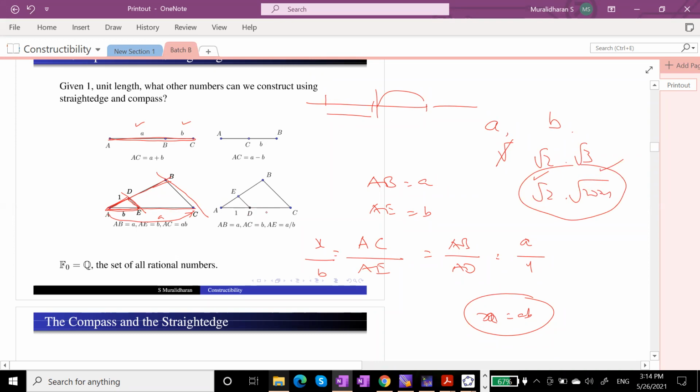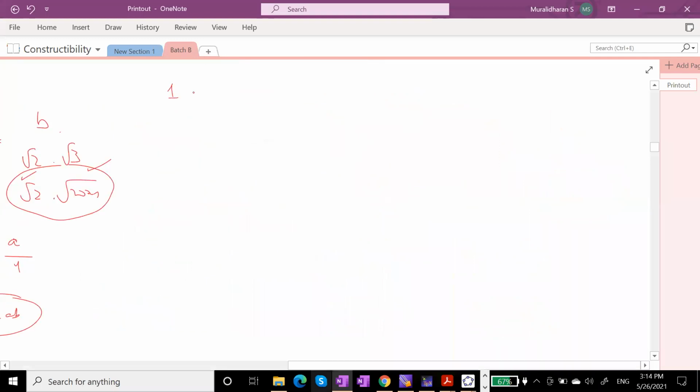Similarly, if I just change it by one bit, take AB as A and AC as B, then AE would be A by B. So I can construct A by B also. So from 1, since you are given 1, I can construct all the rational numbers, which we have already seen. And then I can construct the roots of all rational numbers. And then I can construct the product of any two constructible numbers, and the quotient of any two constructible numbers. All these things can be constructed.